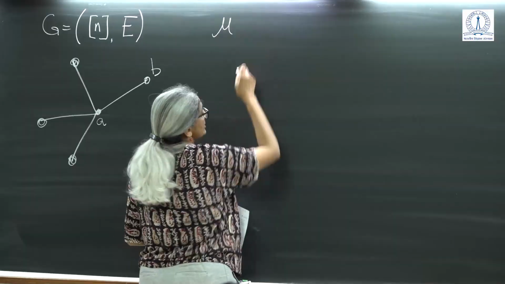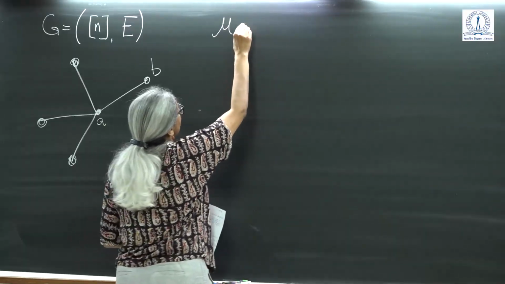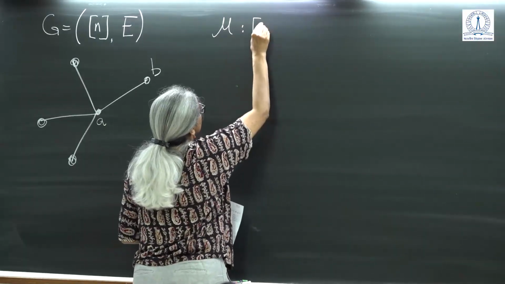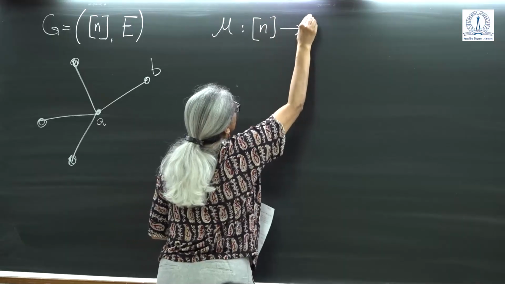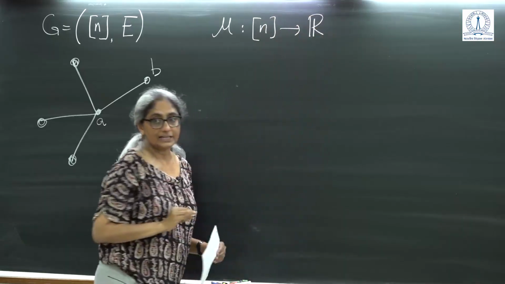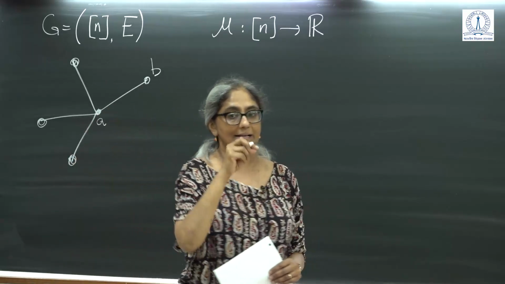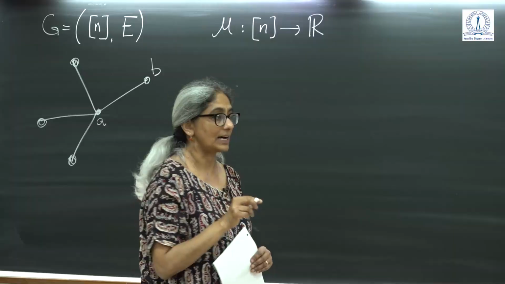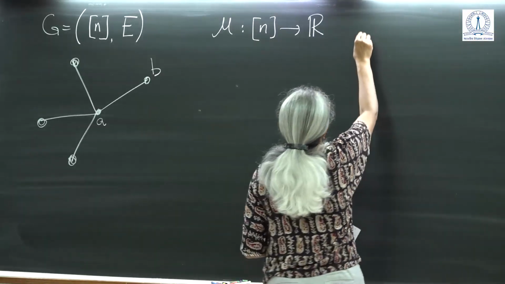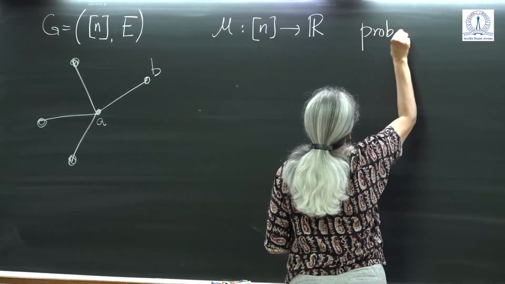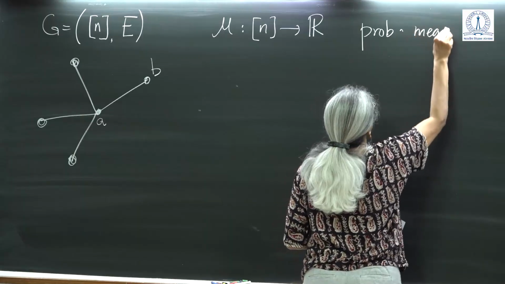So mu is a function on the graph. This will be a function that goes from the vertices of the graph to a real number. So at every vertex, we will get a probability. Because it's a probability vector, it has to have some properties. So this is my probability measure. This is just a probability measure.